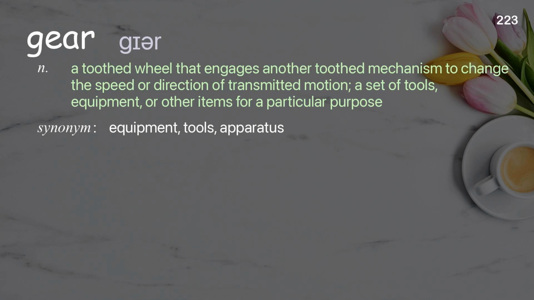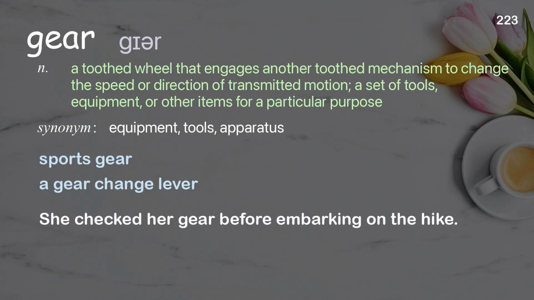Gear. A toothed wheel that engages another toothed mechanism to change the speed or direction of transmitted motion, a set of tools, equipment, or other items for a particular purpose. Examples: Sports gear. A gear change lever. She checked her gear before embarking on the hike.